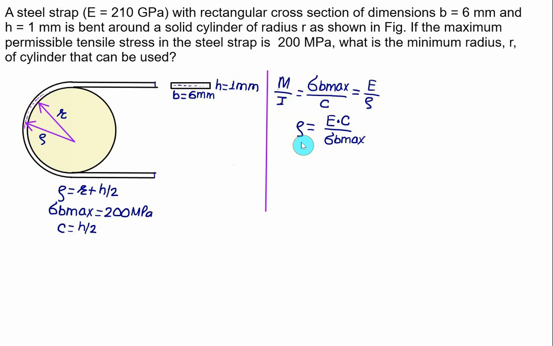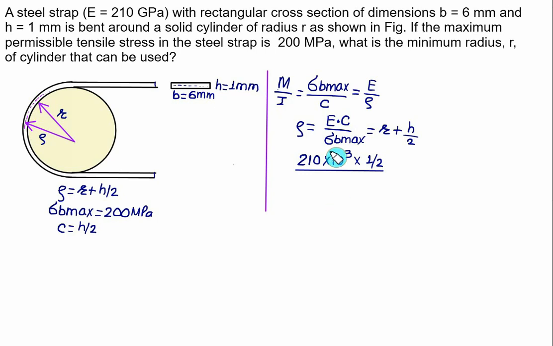And the value of rho is same as R plus h by 2. So we have R plus h by 2. Let's substitute here. We have Young's modulus equal to 210 gigapascal, so we have 210 into 10 to the power 3. The value of c here is same as h by 2, h is equal to 1 mm, so we have 1 divided by 2.